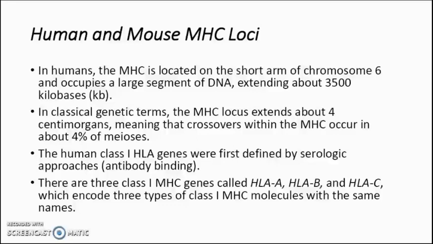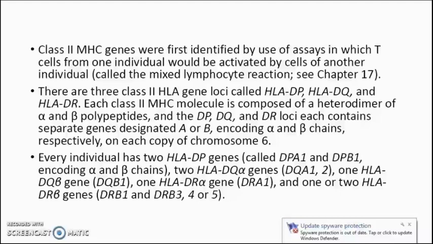The human class 1 HLA genes were first defined by serologic approaches, antibody binding. There are three class 1 MHC genes called HLA-A, HLA-B, and HLA-C, which encode three types of class 1 MHC molecules with the same names. Class 2 MHC genes were first identified by use of an assay in which T cells from one individual would be activated by cells of another individual.